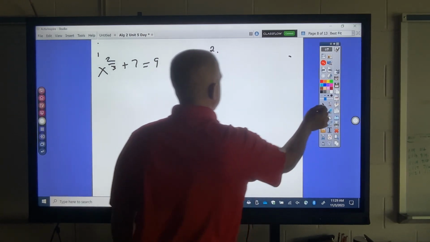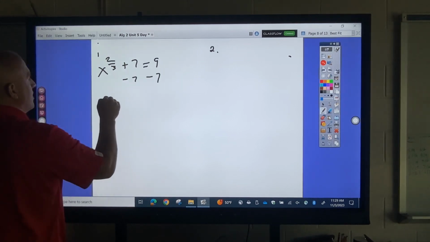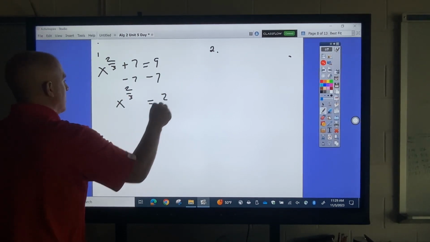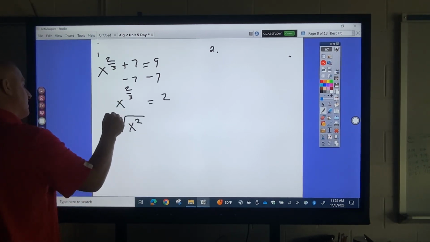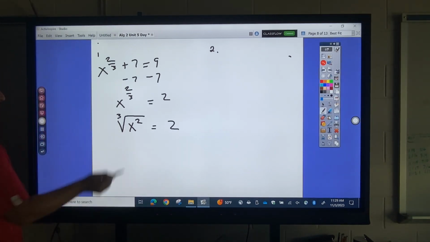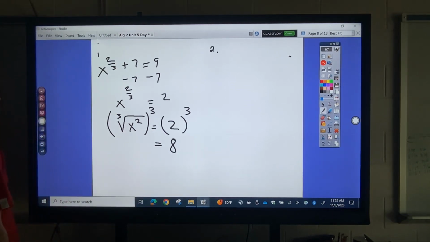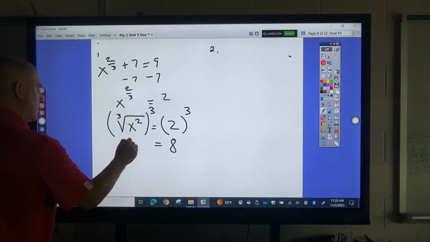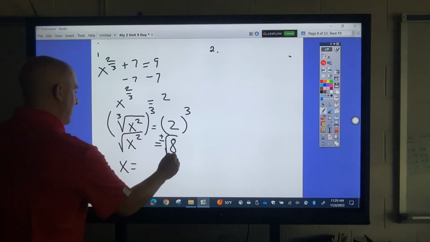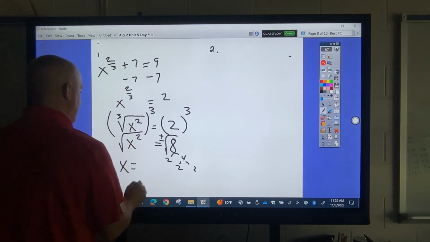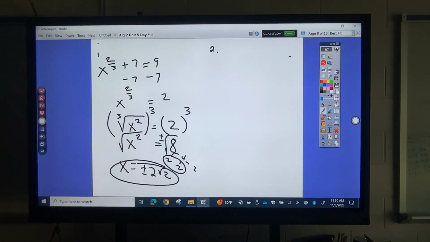Here's what I would do with this. First of all, I would isolate this, so I would subtract 7. So that's x to the 2/3 equals 2. Let's go ahead and convert this because this may help us. This is the exponent inside, and this is the root. So how do I get rid of that? I would cube this. That gives me 8. And then I got x squared. So then I would take the square root, plus and minus. Break down 8, that's 2, 4, 2 and 2. So that's x, there's my pair, plus or minus 2 square root of 2. And that would be my answer.